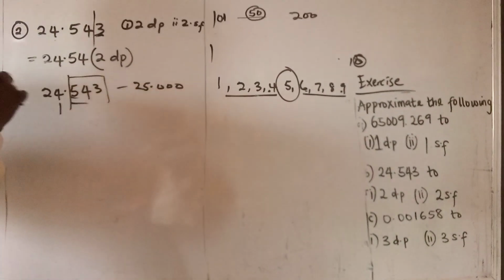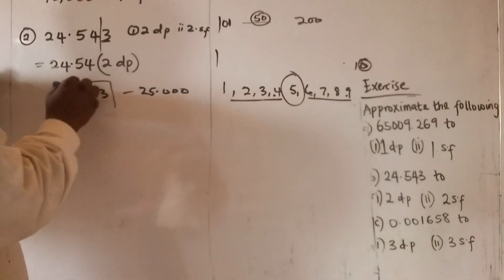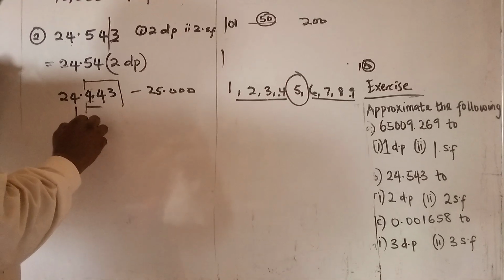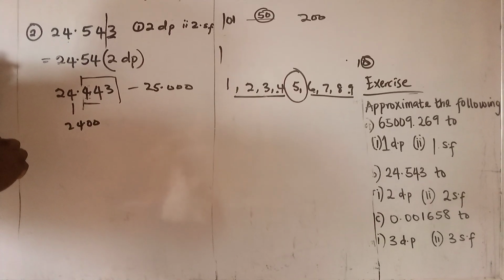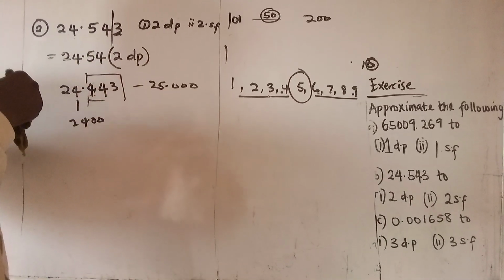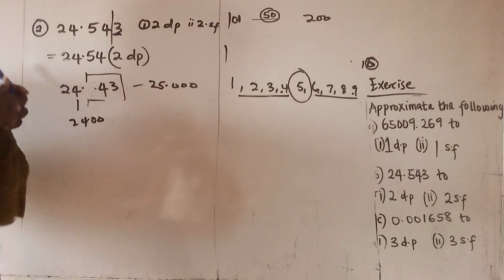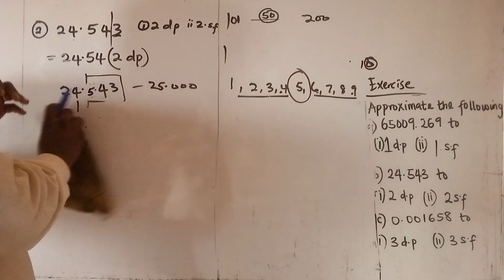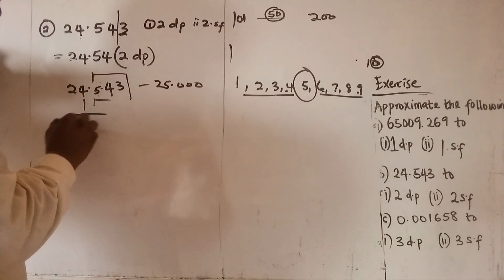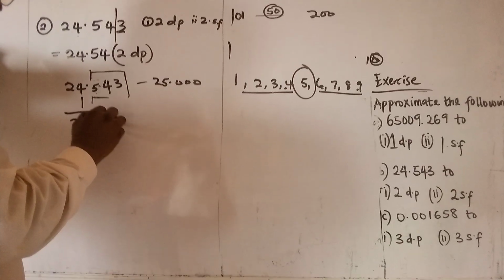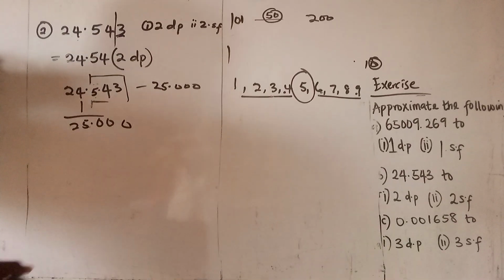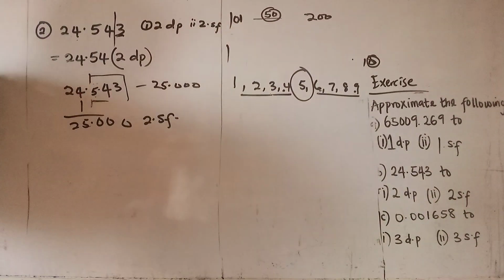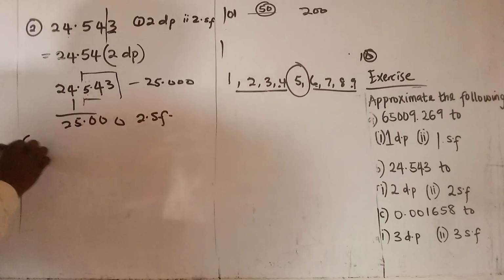If this value was 4, the 2 significant figure would have been 24.00. Are you hearing me? If this value was 4, but no, it's not 4. It's now 5, even more than the hundreds. So to 2 significant figures, I will add 1 to this. That will give me 25.000. Are you hearing me? Now it is in 2 significant figures.